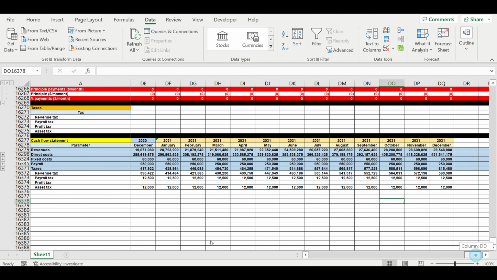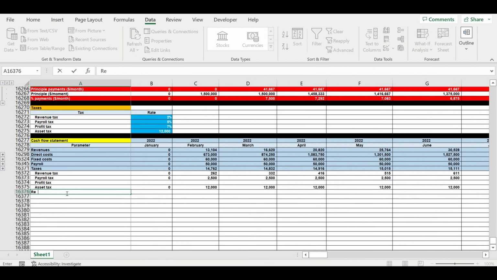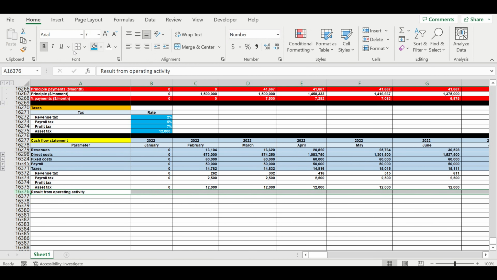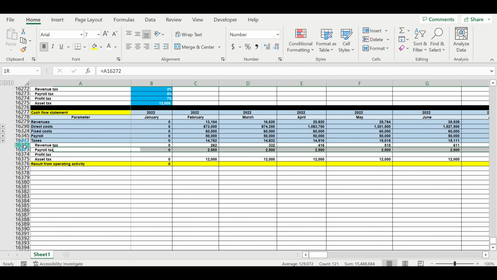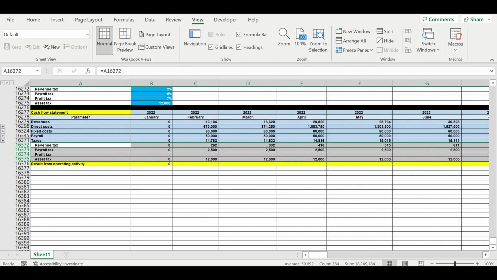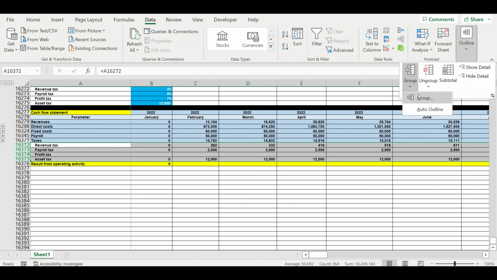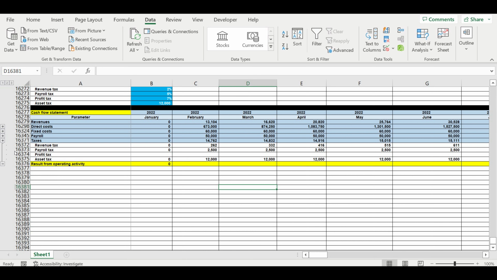Then we are creating the line called result from operating activity. To calculate this, we are taking revenues minus direct expenses minus fixed costs minus payroll minus taxes. Let's also group these values: view, not data, group. I won't group this because I will forget about profit tax, guys. So we are extrapolating this formula to the right.